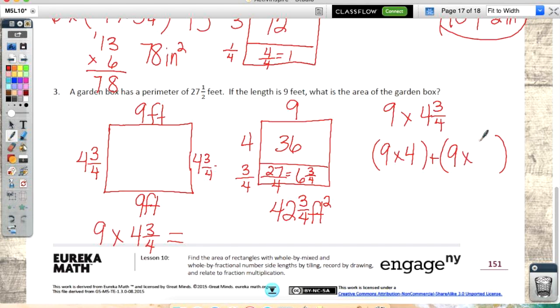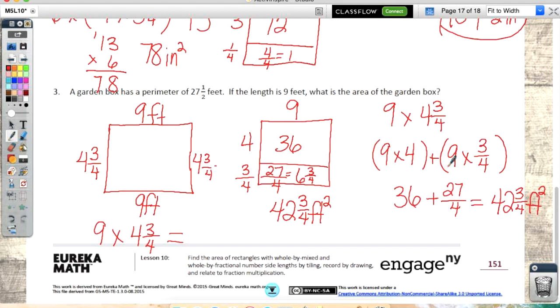9 times 3/4 gives us 36 plus 27 fourths, which equals what? 42 and 3/4. Okay, tell me the truth. Which one is your favorite, the area model or the 2 sets of parentheses? I agree, and I don't know why I like it so much better, but it's just simpler for me.